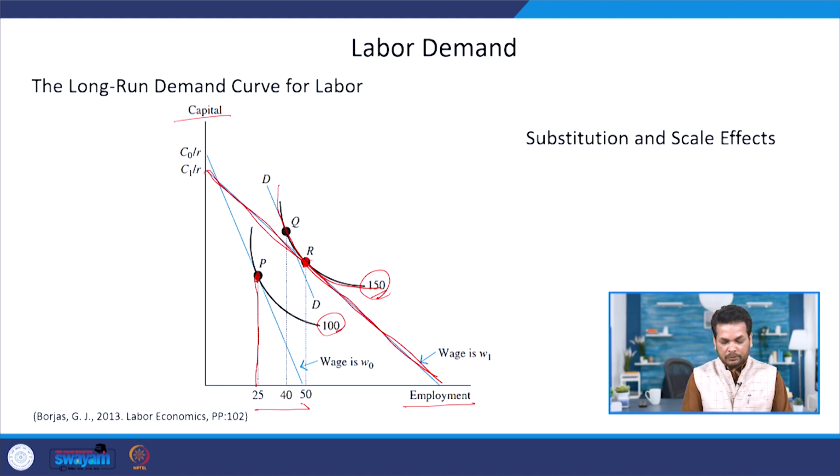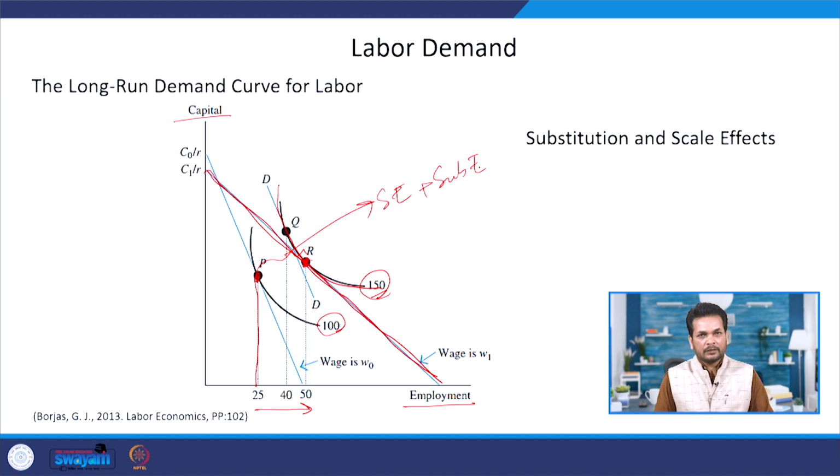Now, the farm has moved from employing 25 labor to 50 labors. So, this movement from P to R happens through Q. So, this effect from P to R, this total effect, is a combination of the scale effect and substitution effect. Now, the wage has reduced, the marginal cost has declined, so the farm is induced to produce more, and so the farm is to employ more workers.